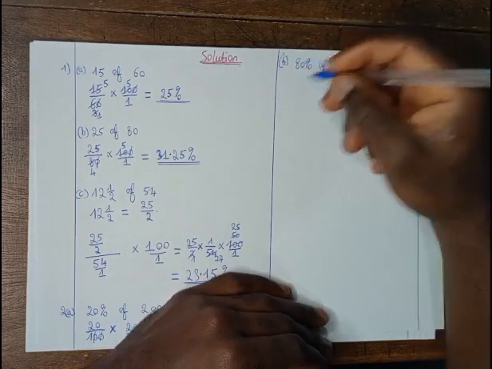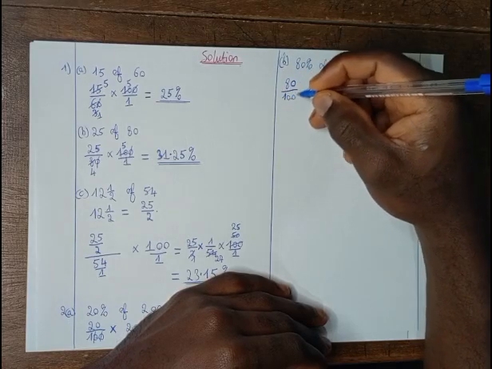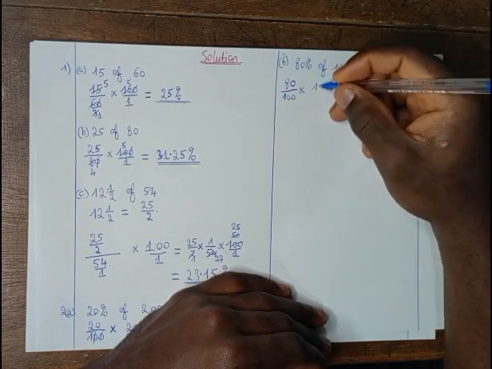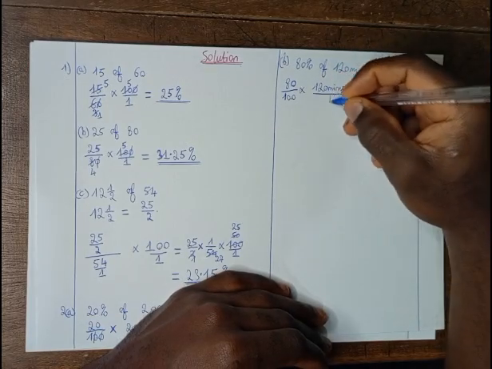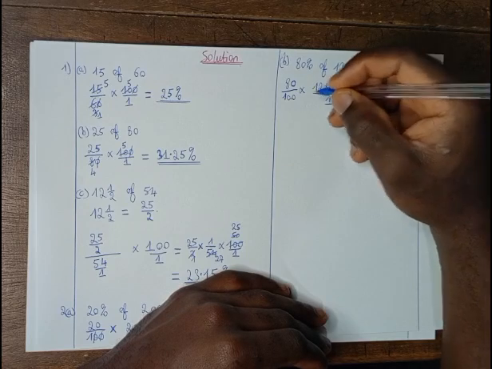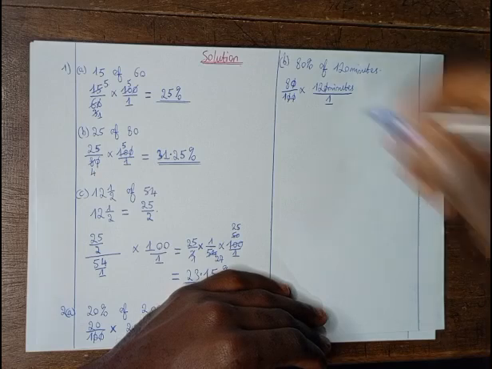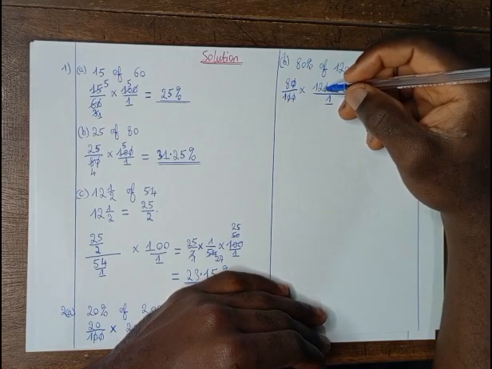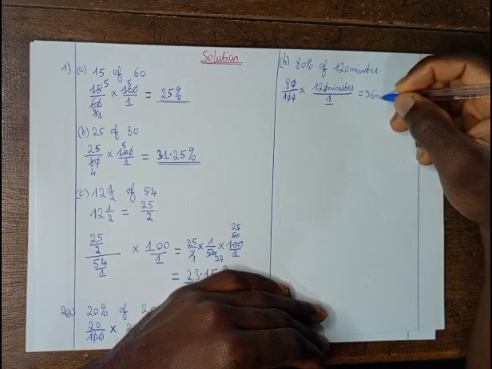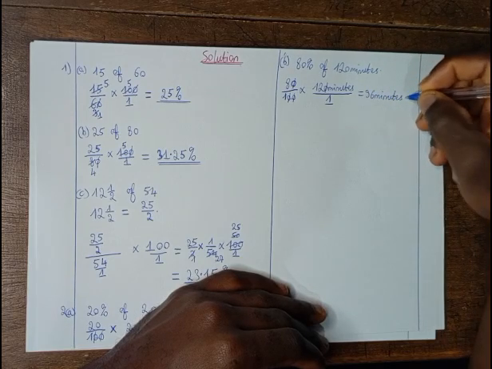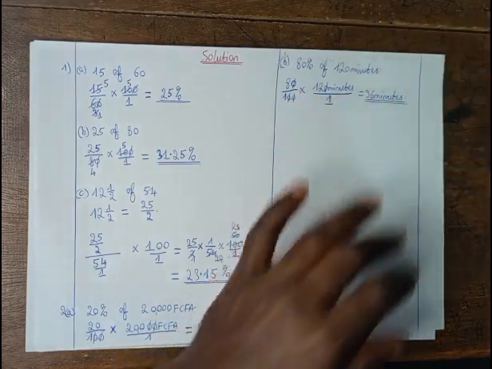This will simply be 80. 80% simply means 80 over 100. Then we have to multiply it by 120 minutes over 1. We know that this 0 will strike this 0 here. This other 0 will strike this other 0 in 80. So we'll be left with 8 times 12. 8 times 12 is simply equal to 96. So this will give us 96 minutes. 80% of 120 minutes is simply 96 minutes.